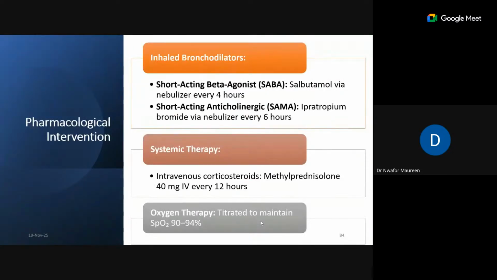So the pharmacological intervention here: first you start with bronchodilators, short-acting beta agonists, salbutamol via nebulizer every 4 hours, with a short-acting anticholinergic agent, ipratropium bromide via the nebulizer every 6 hours. And for systemic therapy, maybe IV corticosteroids. Then oxygen therapy, titrate to maintain SpO2 90 to 94%.